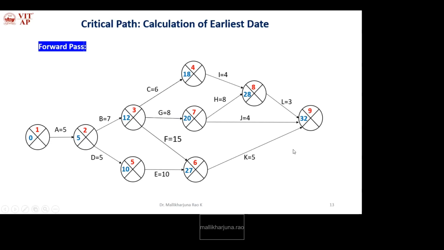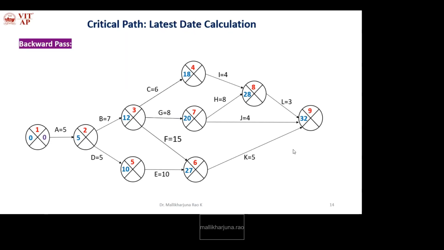Next we need to calculate the latest date for all the nodes. So how will you calculate the latest date? Using the backward pass, that is from right to left. By default, for the last event, the latest date is the earliest date of the same event. What is the earliest date of the same ninth event? 32. So the same will be copied here, 32.